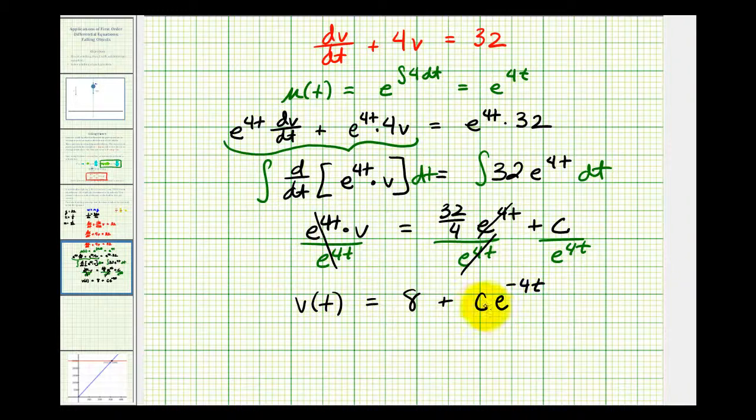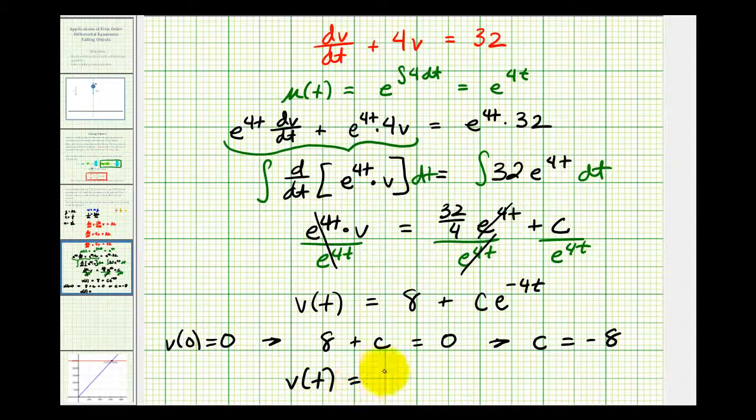Now we need to find our constant c. To do this, we know that v of 0 is equal to 0. The initial velocity is equal to 0. So that means that 8 plus c times, this would be e to the 0, or 1, must equal 0. Therefore, c is equal to negative 8. So our velocity function is v of t equals 8 minus 8 times e to the negative 4t.